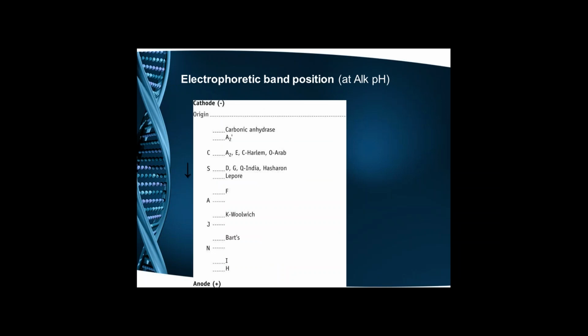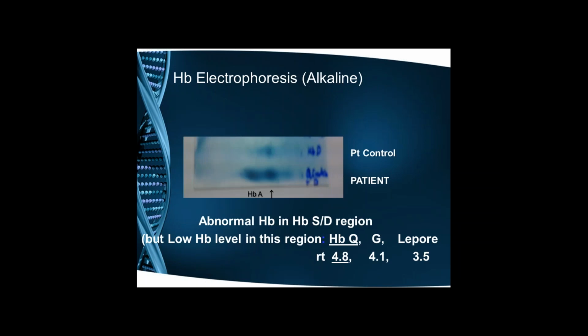This is an alpha chain variant of thalassemia. And when we do an Hb electrophoresis, it elutes with the HbS region. For confirmation, electrophoresis was done, though I'm afraid the slide is not available.